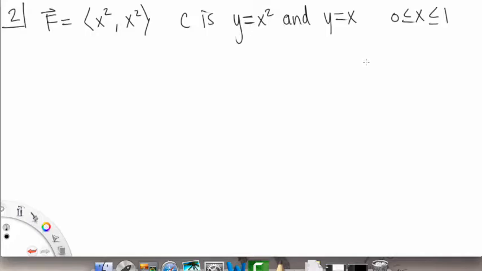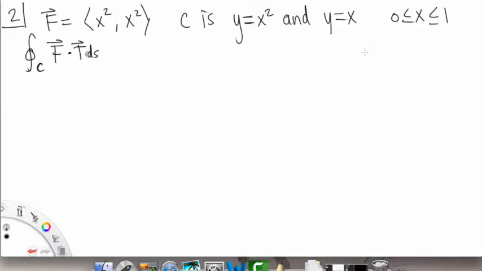It'd be good for me to tell you what we're actually trying to do in this problem. We're calculating the line integral over the closed curve C of F dot T ds. So this is just the line integral over C.